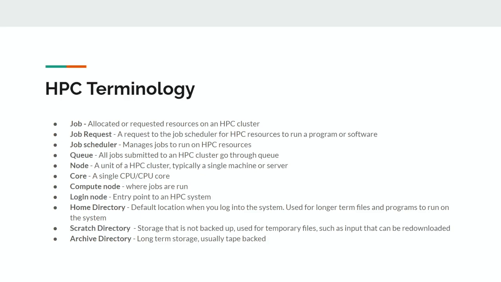The node is a unit of an HPC cluster. This is typically a single machine or a single server. So it has all the memory, cores, CPUs, and GPUs, if it has them. That's what a node is. And then there are cores, which is a single CPU or CPU core that's in one of these nodes. So typically you have to request one or the other or both.